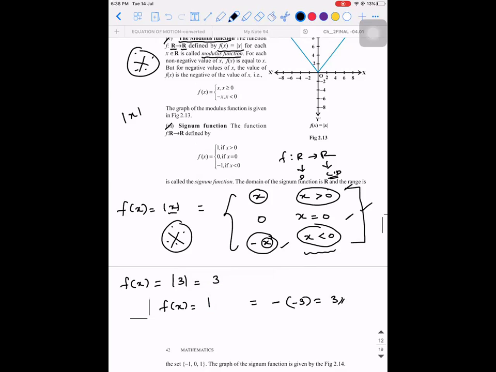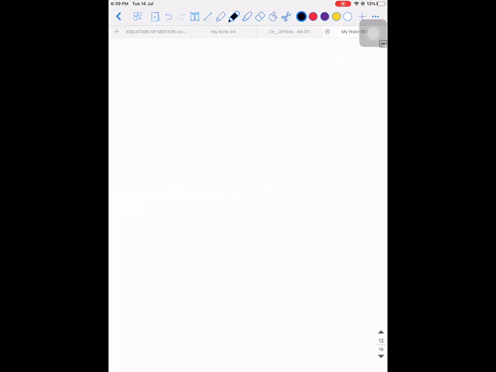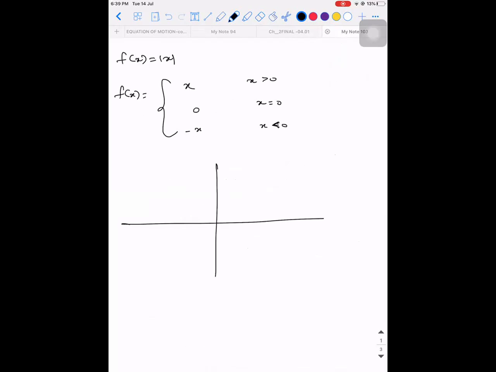Okay. Now if you try to observe the graph for it, one minute. So what did I say? f of x is equal to mod x. So f of x will be defined like this. It is x when x is greater than 0. 0 when x is equal to 0. It is minus x when x is less than 0. Okay. So when you try to plot the graph like this.